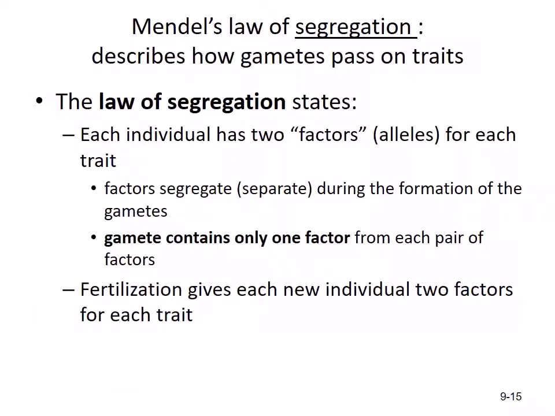So when Mendel did his experiment with the pea plants, he came up with a law of segregation to describe how gametes pass on traits. The law of segregation says that each individual has 2 factors, which we now know are alleles, for each trait, and the factors are going to segregate, or separate, during the formation of gametes, and the gamete contains only 1 factor from each pair of factors. We talked about this last chapter when we talked about meiosis. So we know that fertilization, when the sperm and egg get together, gives each individual 2 factors for each trait.